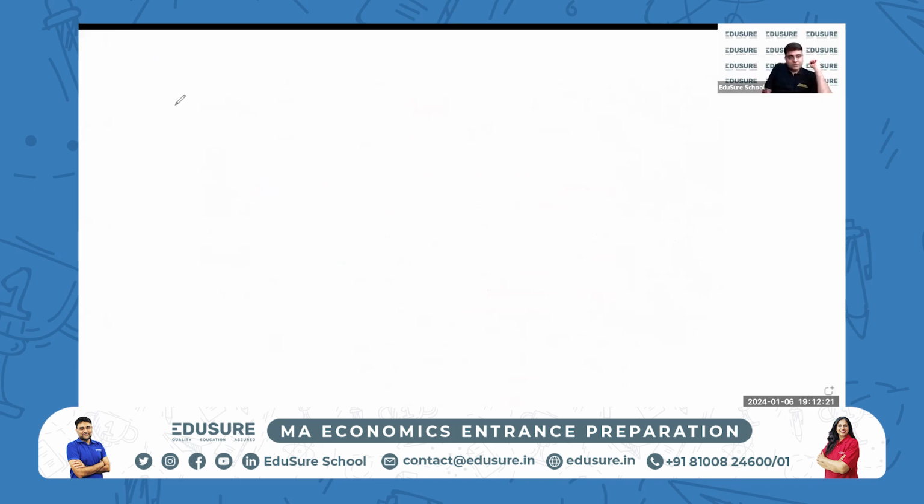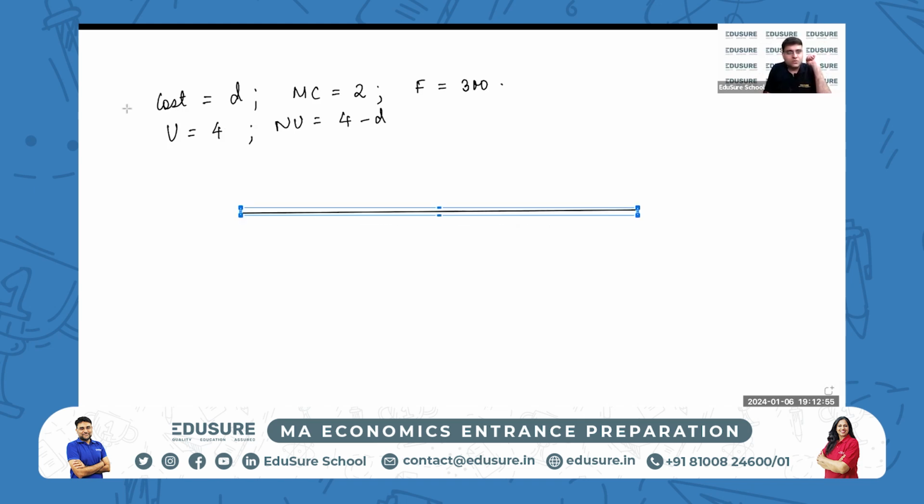Travel cost of an individual is D. Marginal cost for the government is 2. Fixed cost for setting up each hospital is 300. Utility that each individual gets is 4. So the net utility for each individual is basically 4 minus the distance traveled, 4 minus D. Now, there are 500 individuals all located over a line between 0 to 1.